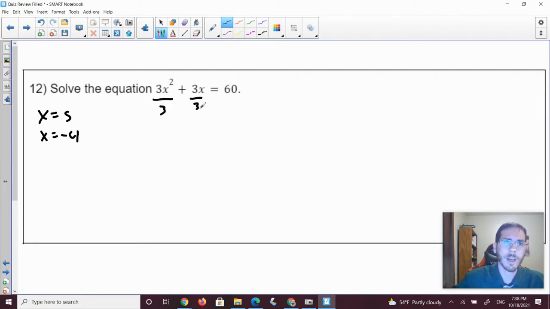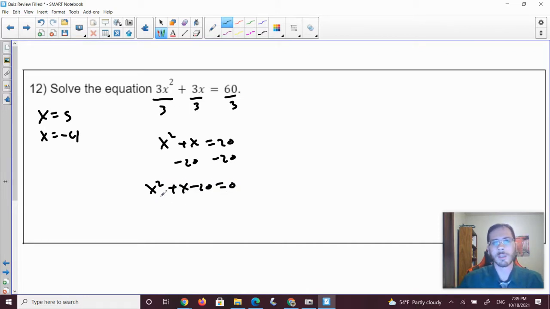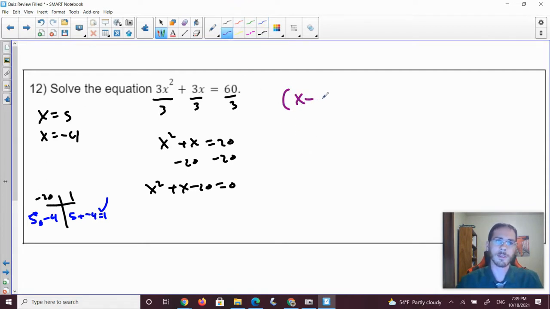To do that, we can divide everything by 3, so that's going to be nice. x squared plus x equals 20. Subtract 20 from both sides. So I get x squared plus x minus 20 equals 0. And now I can factor this. So again, I got to find things that multiply to negative 20 and add up to 1, because there's 1x right here. I think I'm picking 5 times negative 4. 5 plus negative 4 is 1, so that works out. So my factors are going to be x plus 5, x minus 4.